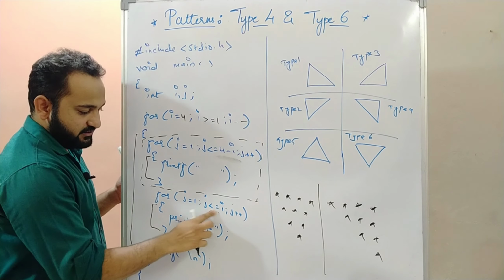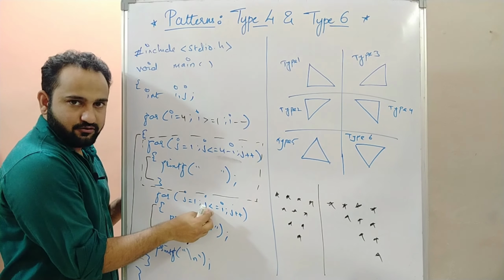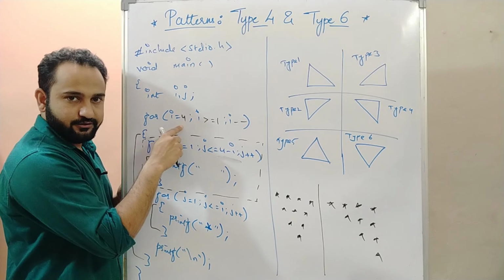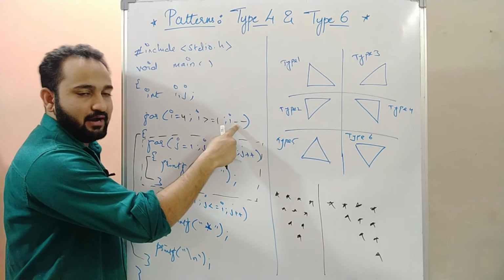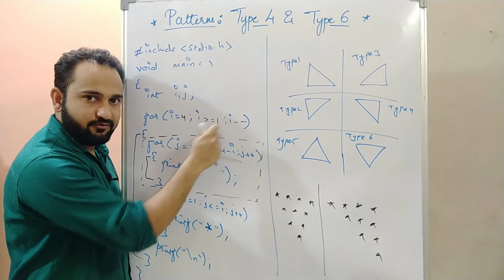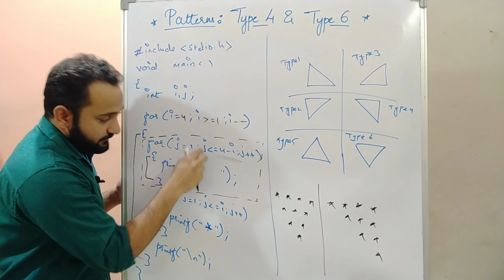After printing 4 stars, when the value of j becomes 5, 5 is less than or equal to 4, condition false, it will come out of the loop. Leave one line, it will go back again here. While going back, the value of i will be decremented by 1 now, right? The value of i was 4, now it will become what? 3. It will go inside again.